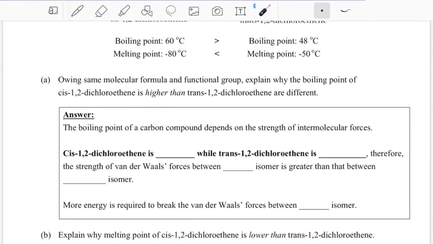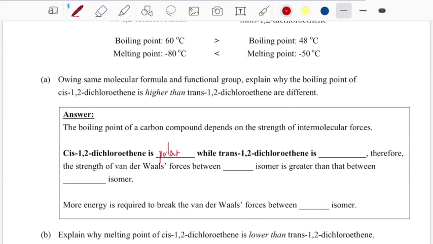So first, compare the boiling point. The boiling point of a carbon compound depends on the strength of the intermolecular forces. By now, when you are asked to compare boiling point or melting point, you should always have this sentence. Then we can further explain it in detail. So the cis-1,2-dichloroethene is a polar molecule.